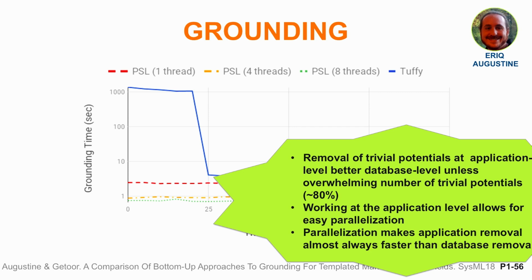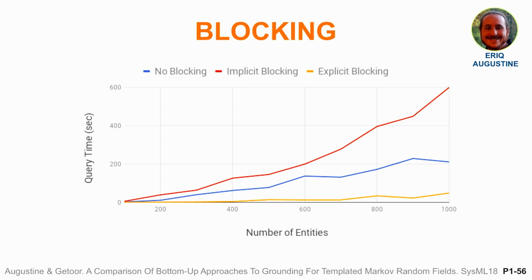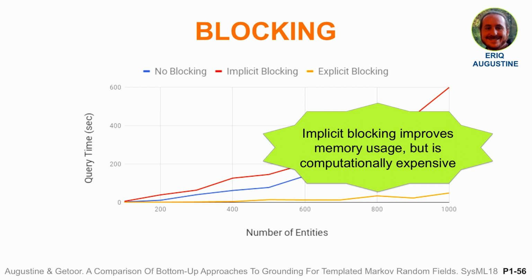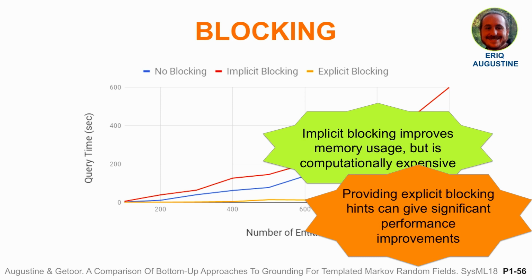Another result in this space, looking more at the systems level, is how do we make it even faster? There's an important thing when you're doing these cross products. You want to block things so that you don't consider all possible values. There are different ways of doing the blocking, and the way that you do the queries for this has a big impact. It turns out that doing a form of blocking which we call implicit blocking, where you aren't telling the system that these are blocking predicates, really saves in memory usage, but the queries to execute it are expensive. By doing explicit blocking, providing hints, you get both the memory advantage and significant performance improvements.